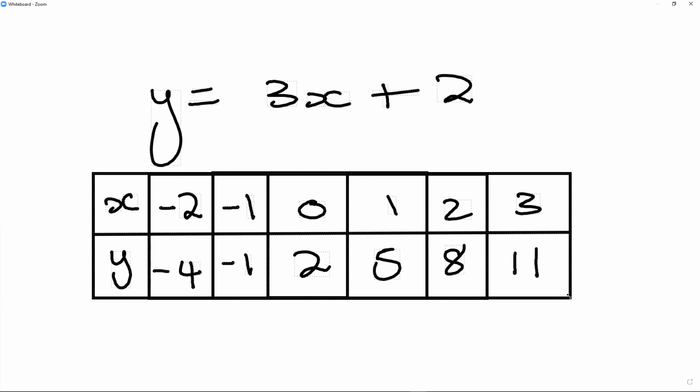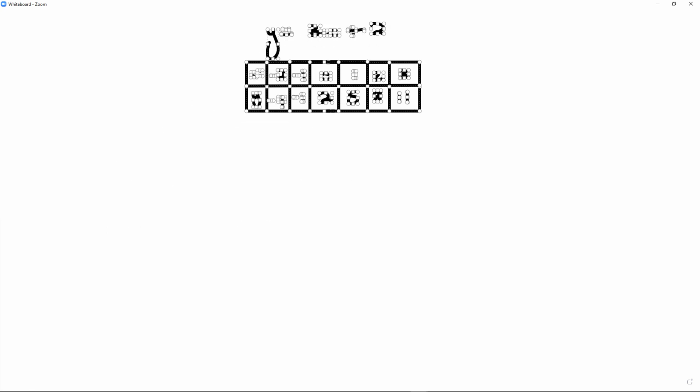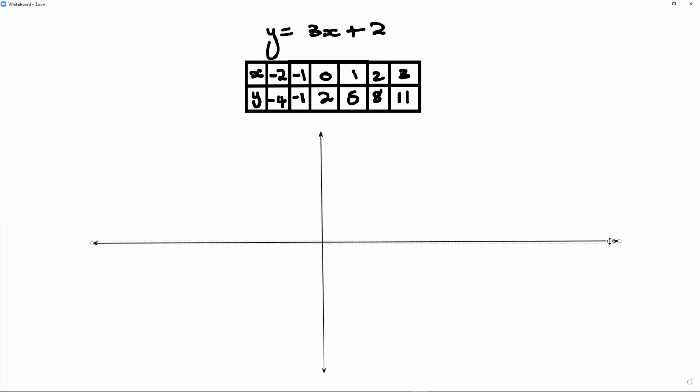Okay, so I'm going to minimize this whole thing, shrink it up, and we are going to draw this now. My vertical axis is known as my y-axis. My horizontal axis is known as my x-axis. My x-axis is my independent variable, and my y-axis is my dependent variable, because whatever value you put in for x, it's going to shoot out a corresponding y value.